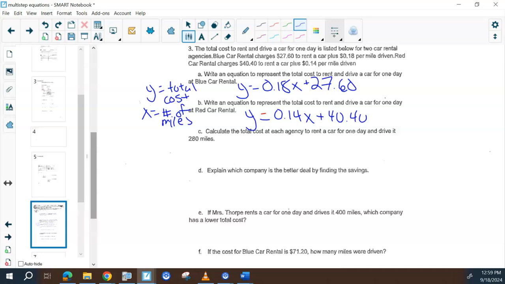Okay. Part C, you are finding the total cost when given a certain amount of miles. So because miles is x, you're going to put that number in for both x's and figure out the total cost.